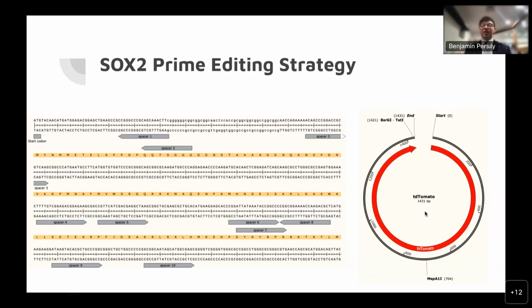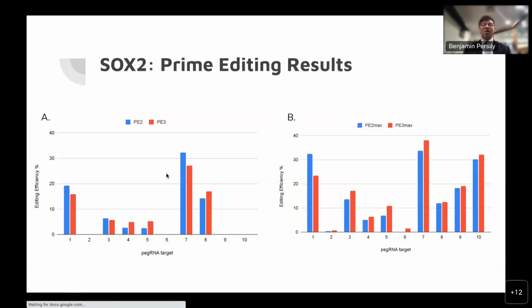And each pegRNA would insert a precise TGA stop codon into the SOX2, thereby silencing the tdTomato reporter downstream. So, I nucleofected the prime editing components into the cells and then used flow cytometry once again to measure the editing efficiency. And if a cell had tdTomato turned off, then it was deemed successful. The data of the PE2 and PE3 systems demonstrated the findings that targets 1 and 7 had the highest editing efficiency, indicating that the TGA codon was properly inserted into the DNA.